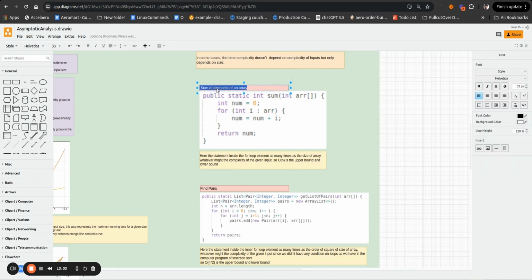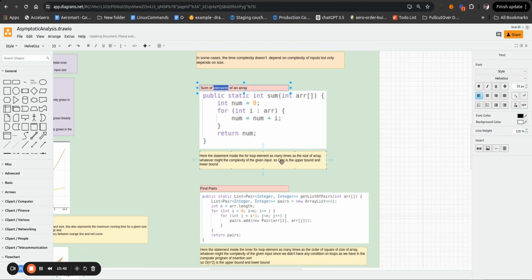One such example is calculating the sum of the elements of an array. Over here, we are simply looping through the array and doing the sum of elements of this array, and then I'm returning the sum. So whatever may be the complexity of this array, we'll be entering this loop and executing this instruction as many times as the size of this array, and we'll be returning this. So in this case, the time complexity will be in order of n.